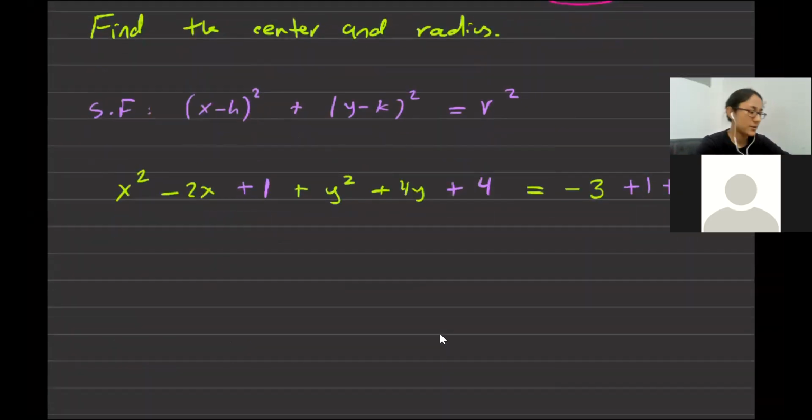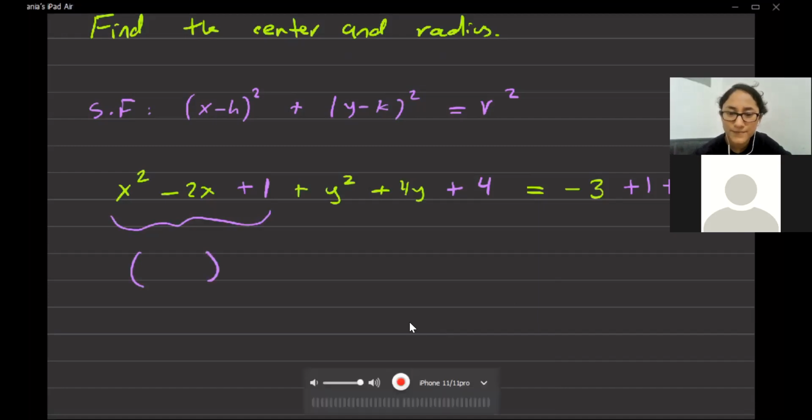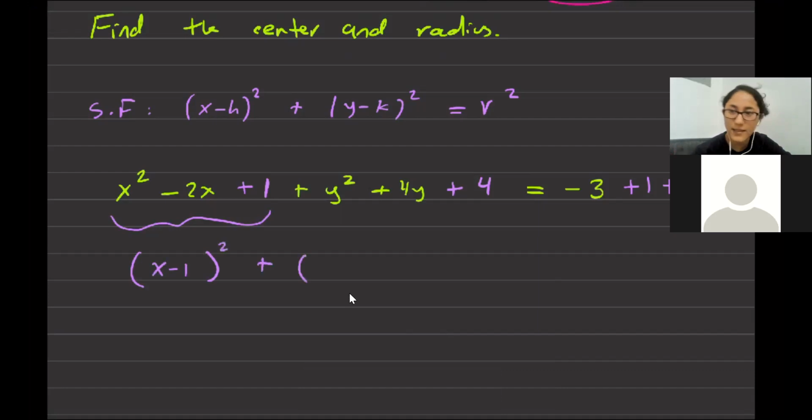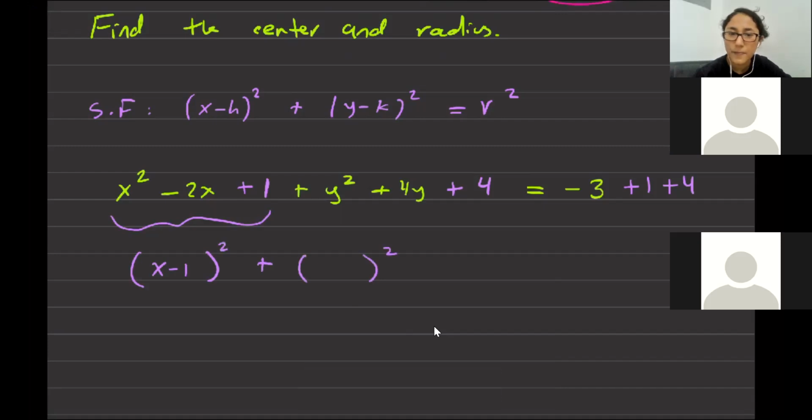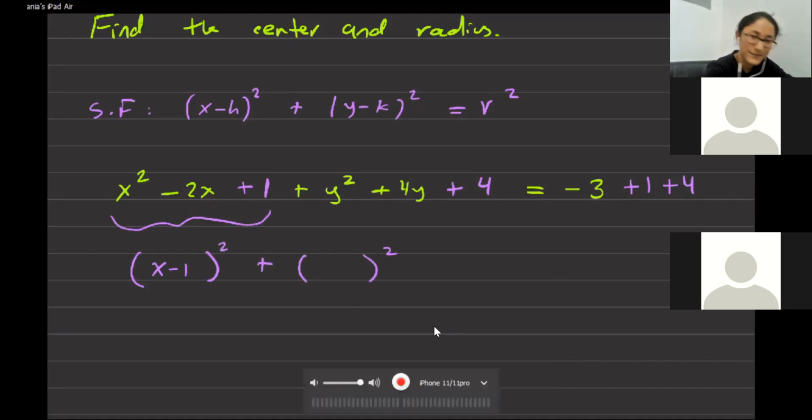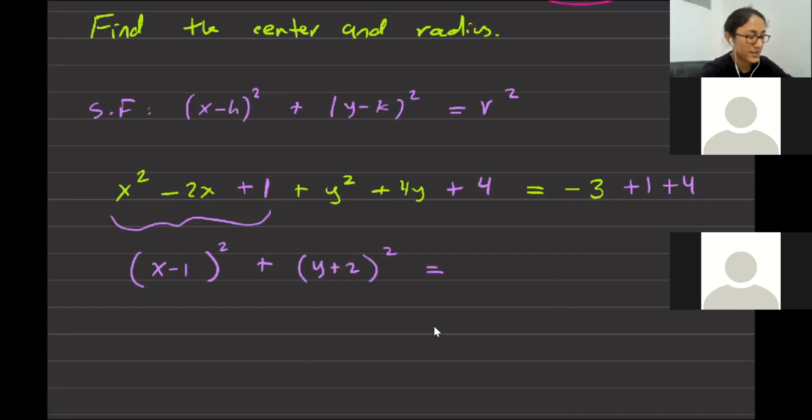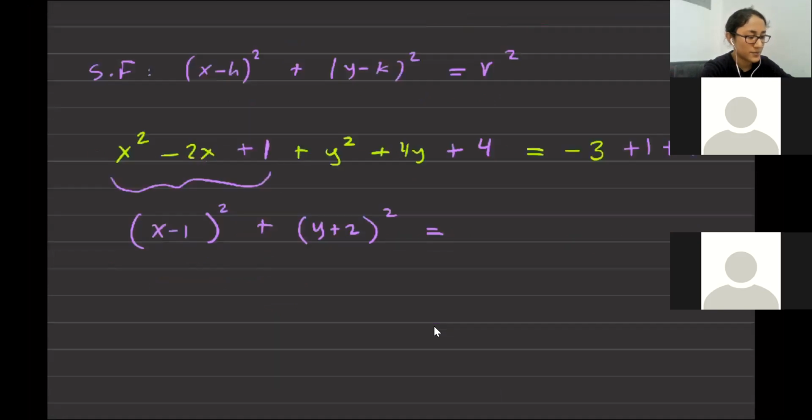Now we write each of these as a perfect square. What's the perfect square for that term? Alberto? X minus 1 squared. X minus 1 squared. And what about the y variable? Y plus 2 squared. Y plus 2 squared. And on the right hand side, we just combine these numbers. So we have -3 plus 4, that's a 1, plus 1, that's 2.